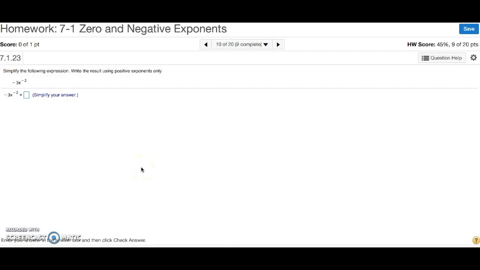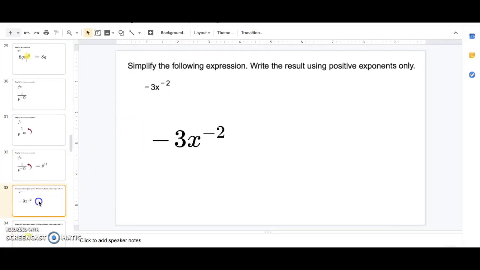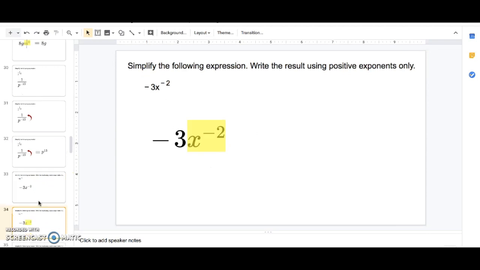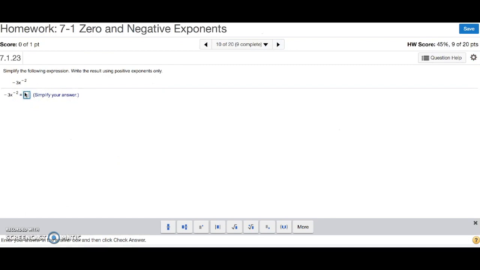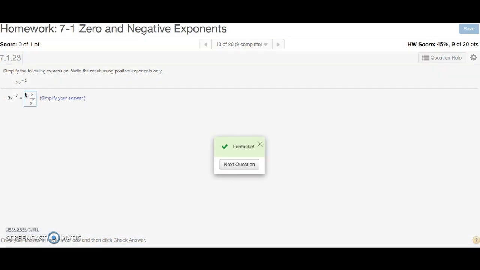Number 10, we have negative 3x to the negative 2 power. So what we need to do first is highlight just what has the negative exponent. So I'm going to highlight the x to the negative 2. Do not highlight the negative 3. Do not touch that negative 3. So I'm going to move the highlighted portion, which is the variable with the negative 2 exponent, below the negative 3. So I will have negative 3 over x to the positive 2. Again, that 3 does not move. And that's number 10.